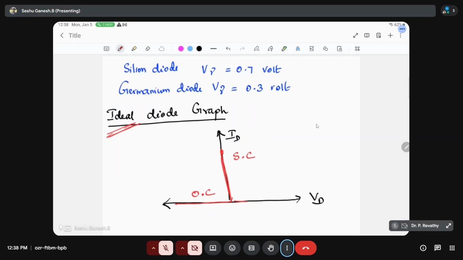Okay? So that SC is nothing but short circuit, that is in the forward biased condition, it will be short circuited, and when it is in the reverse biased condition, then it will be open circuit. This is the ideal diode graph.